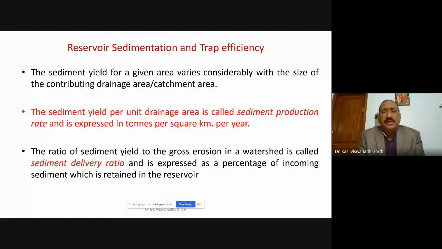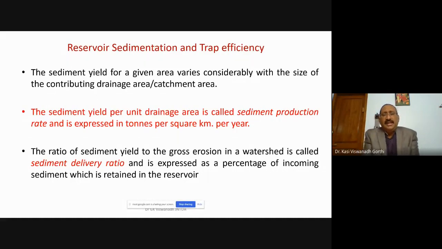The sediment yield per unit drainage area is called sediment production rate, usually expressed in tons per square kilometer per year. In 1 year, in 1 square kilometer, how many tons of sediment would be joining into the reservoir is the sediment yield. The drainage area here refers to the total area which is contributing to the flow of water into the reservoir. In other words, it is the basin or catchment which gives water to the reservoir.